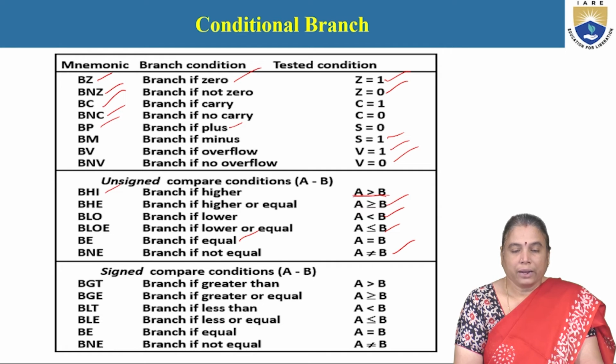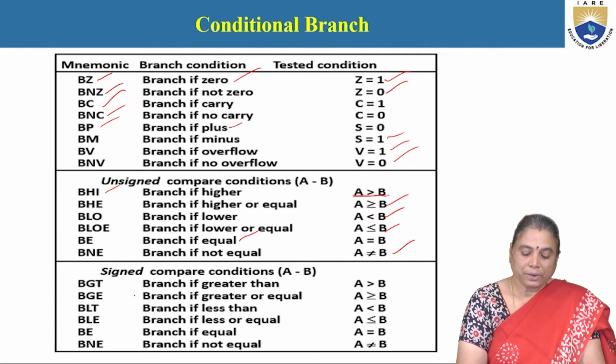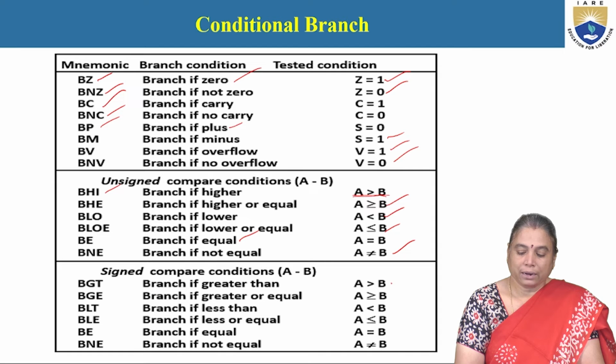So these are the unsigned compare conditions, but how can these operations be executed with signed compare conditions? BGT, branch if greater than, A greater than B.